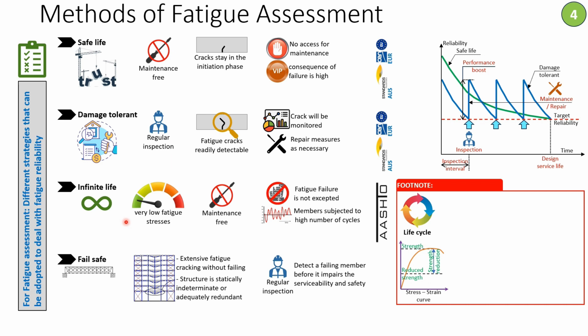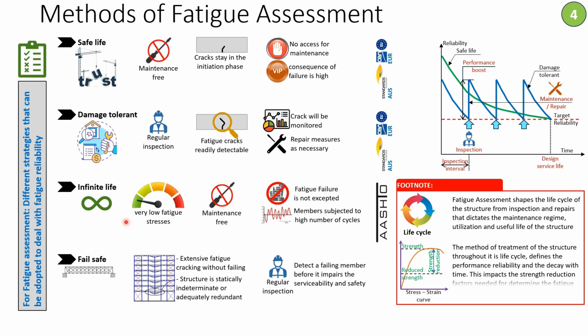Two footnotes here. Methods of fatigue assessment define two things: they define the life cycle of the structure and how much reliability you have in the performance of the structure. Based on that, you have your maintenance regime that dictates the intervals of inspections, the useful life of the structure, and how you detect and repair the fatigue cracks. And then it also defines the strength reduction factor, based on the reliability that you have in the performance of the structure, which we use in the fatigue check.